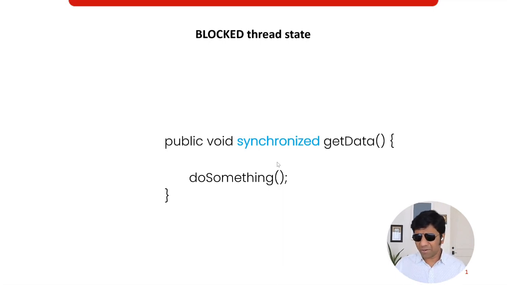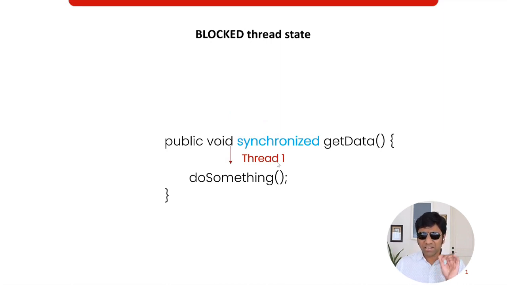So let's look at this example. Let's say thread 1 comes. Now the JVM is going to check whether any other thread is executing this getData method. No, currently no other threads are executing this getData method. So thread 1 is going to be allowed to enter. Now thread 1 came in. Let's say thread 1 is going to invoke doSomething, so it is working on doSomething.